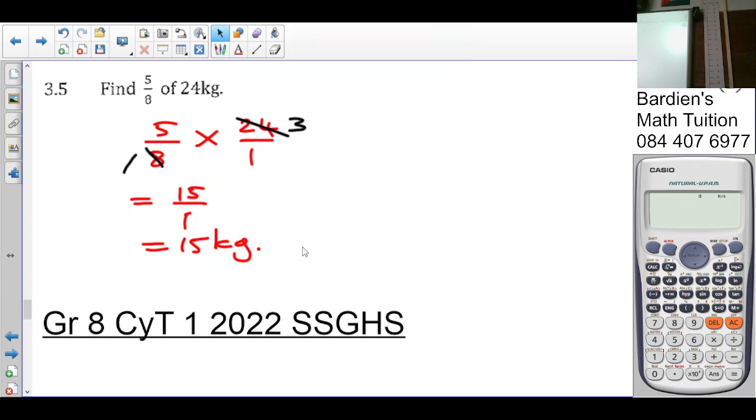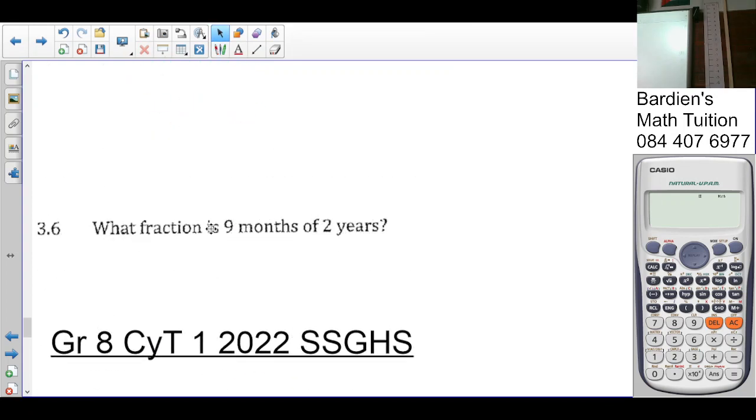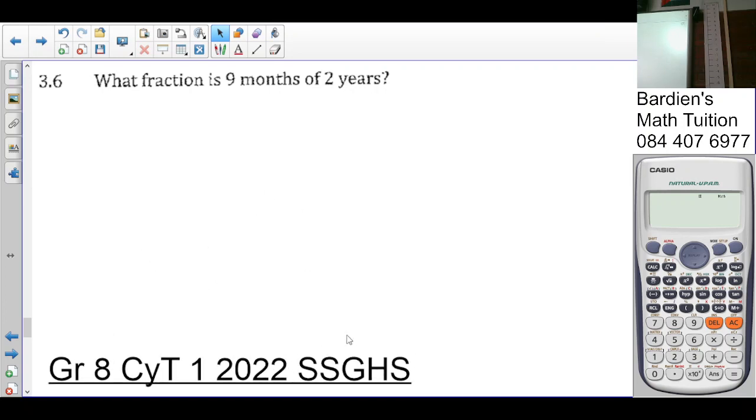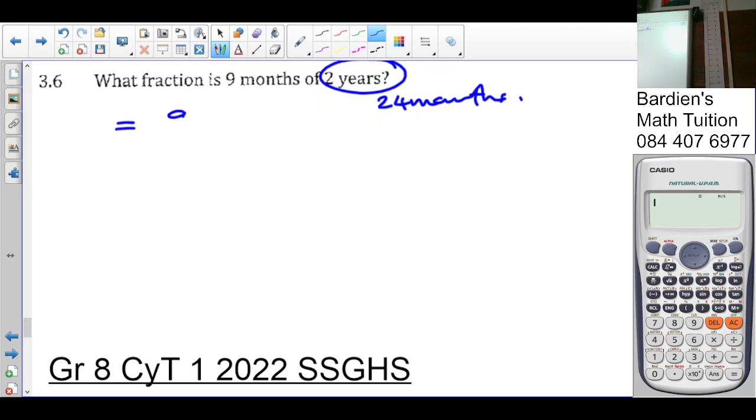Okay. 3.5, 3.6. It says write what fraction is 9 months of 2 years? How many months are there in a year? 12. So it's 24 months in 2 years, not so? So it's going to be 9 divided by 24. What number goes into 9 and 24 without remainder? 3. 3 goes into 9 thrice, and into 24, 8 times. It's going to be 3 over 8.